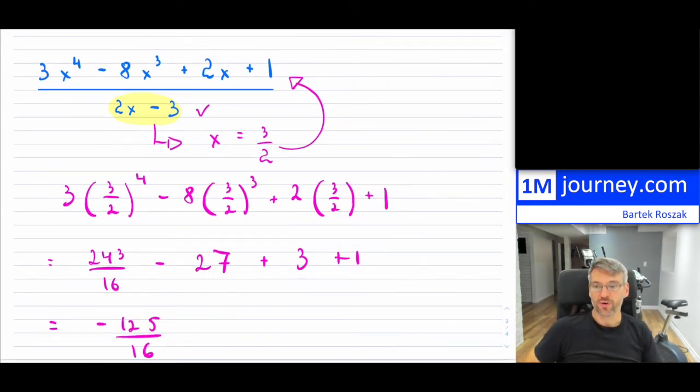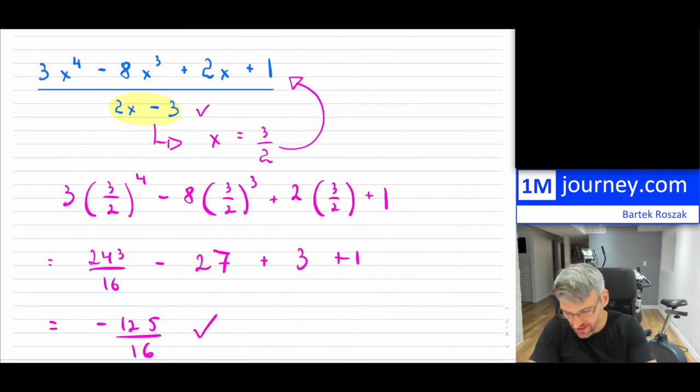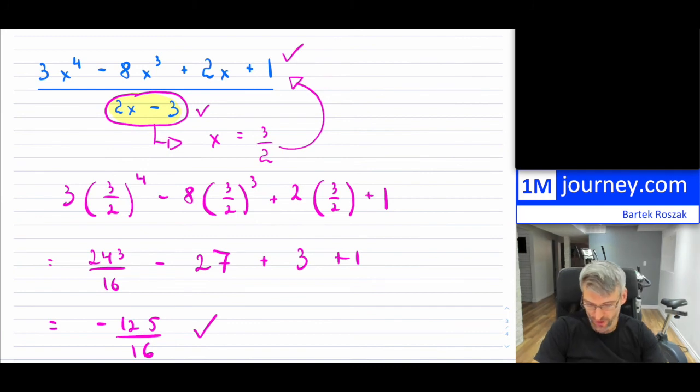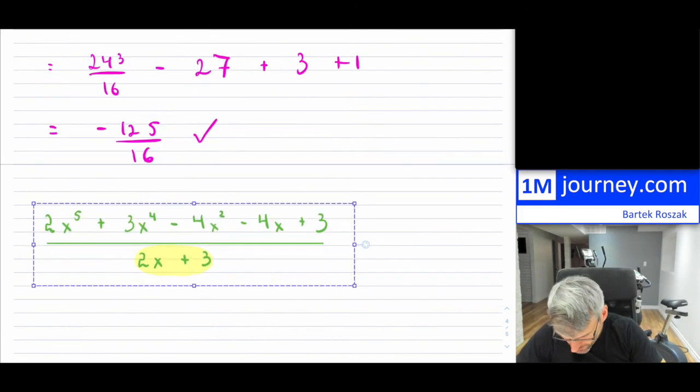All right, so there you have it. Okay, so this would have been the remainder. That means that this definitely is not a factor of the numerator. So that's the remainder that we would carry out. Now let's do a final example.